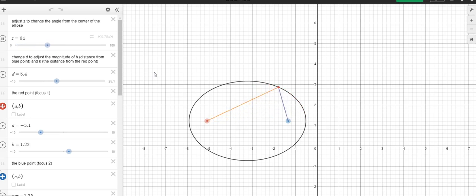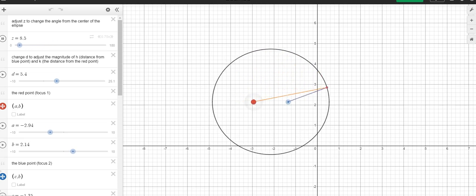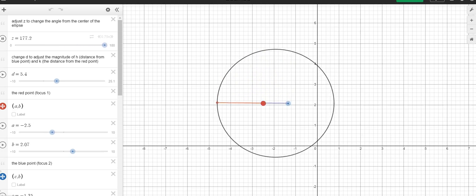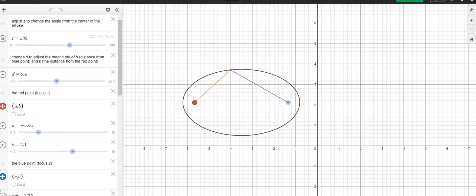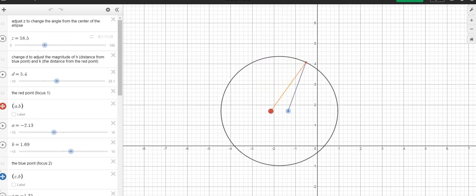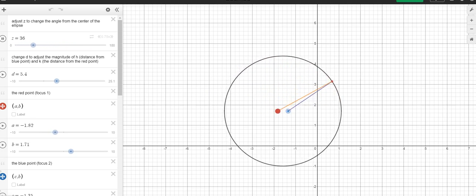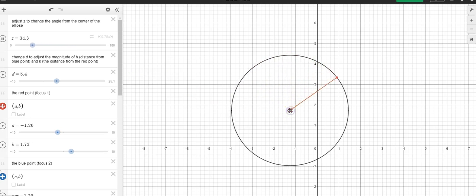All right, now. You can see that as I bring these 2 points closer and closer together, what's happening? What happens to the ellipse when I move them really far apart? It gets narrow. Okay. What happens when they get closer and closer? It gets more circular. In fact, when they sit directly on top of each other, you get a circle.